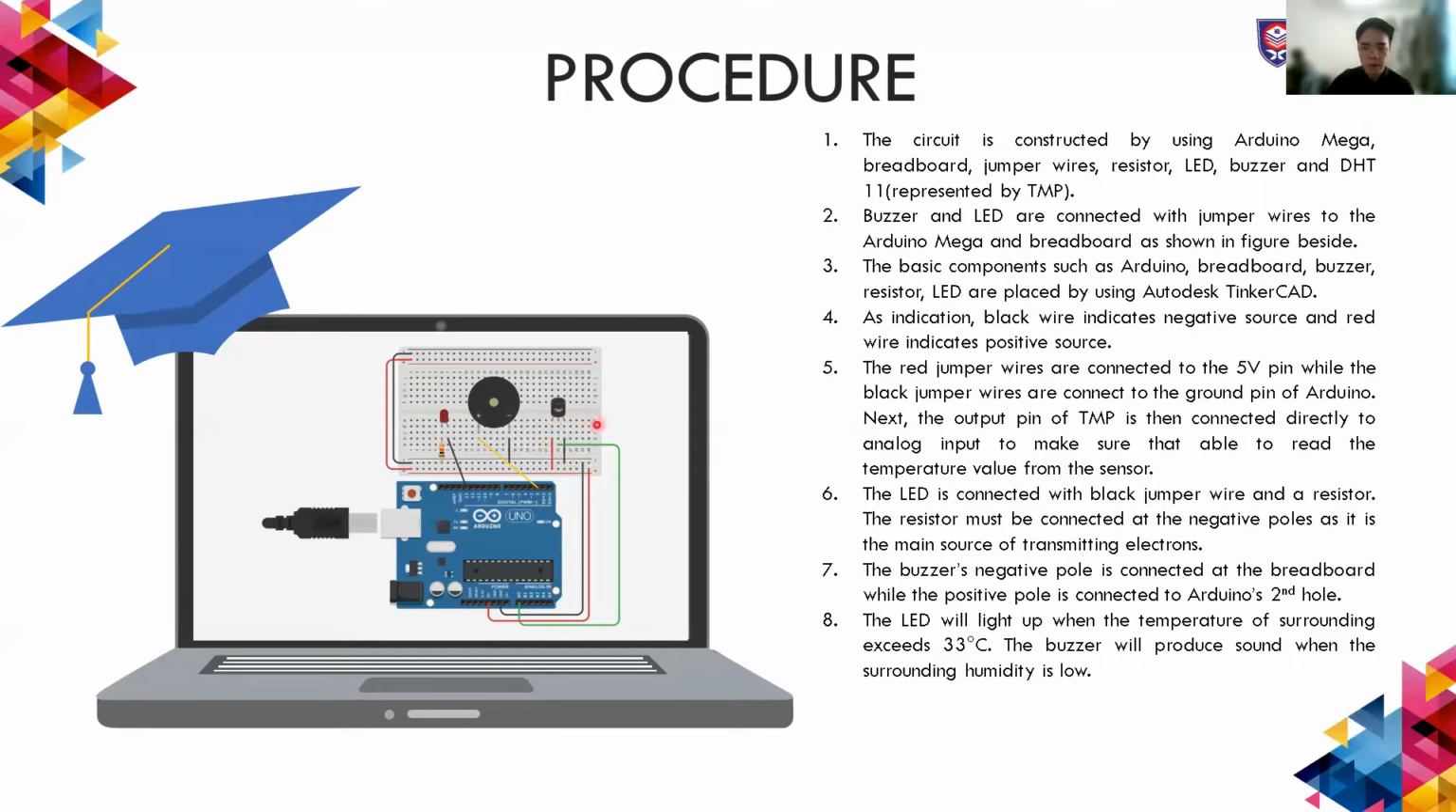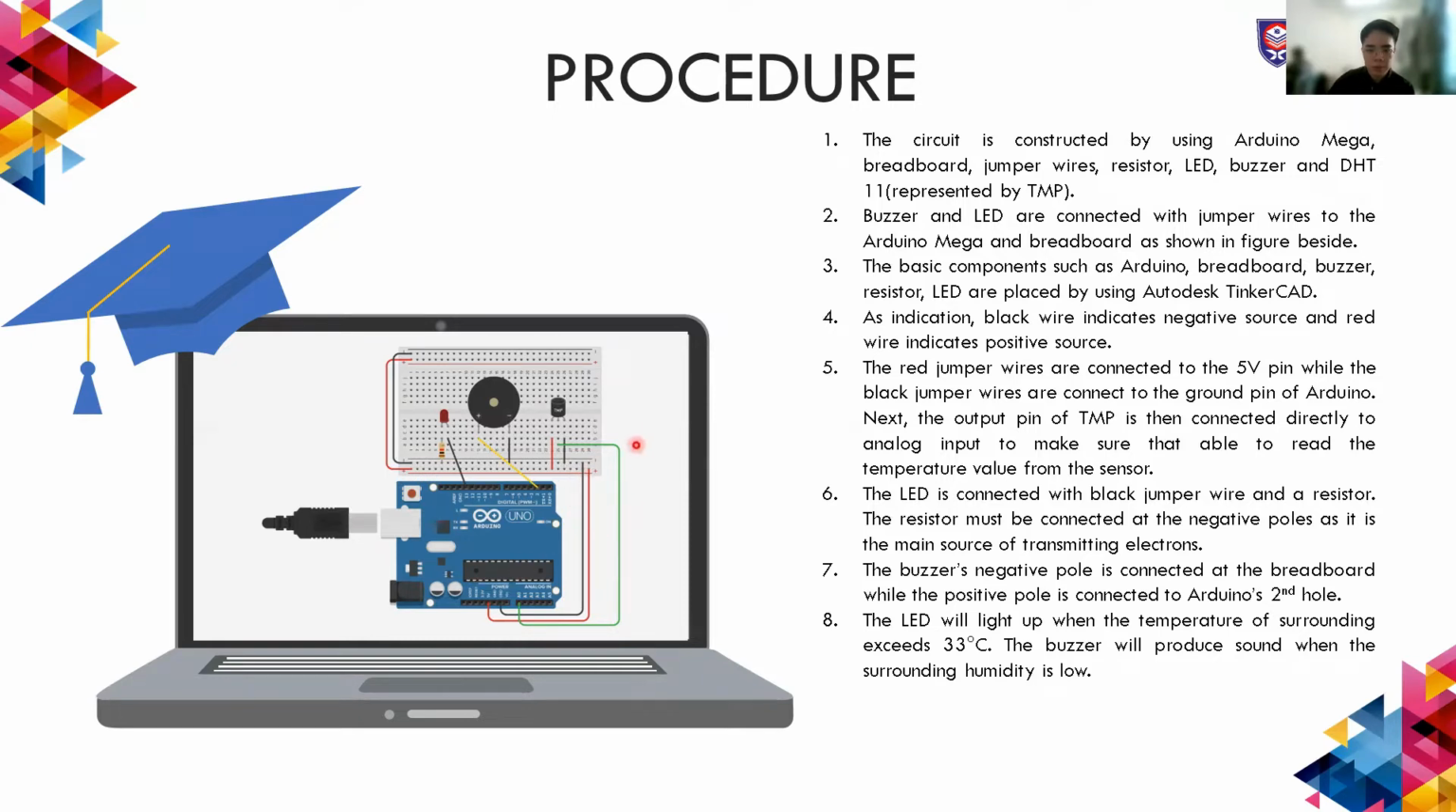2. Buzzer and LED are connected with jumper wires to the Arduino Mega and breadboard as shown in the figure beside. 3. The basic components such as Arduino, breadboard, buzzer, resistor, LED are placed by using Autodesk Tinkercad. 4. As indication, black wire indicates negative source and red wire indicates positive source.